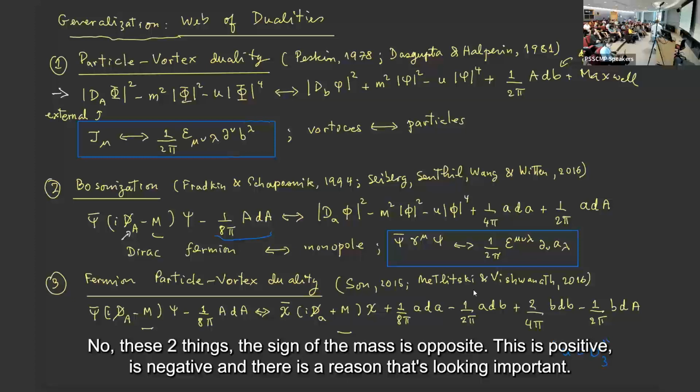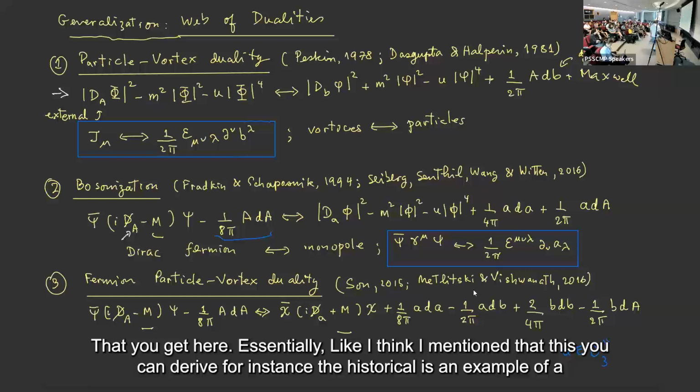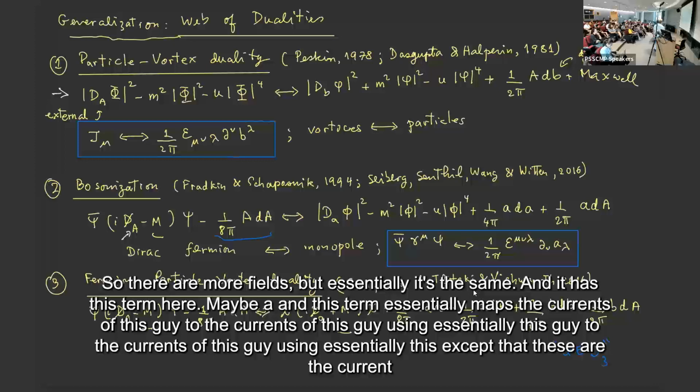There is again an incorrectly quantized gauge field that you get here. There is a mutual BF type term that you get here, essentially A dB, much like, I think I mentioned, you can derive, for instance, the toric code. That is an example of a theory like this, but with a coefficient of 2. So there are more fields, but essentially it's the same. And it has this term here, B dA, and this term essentially maps the currents of this guy to the currents of this guy. It's the same story.